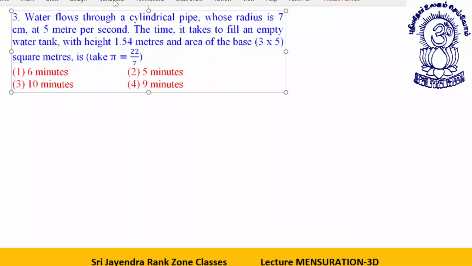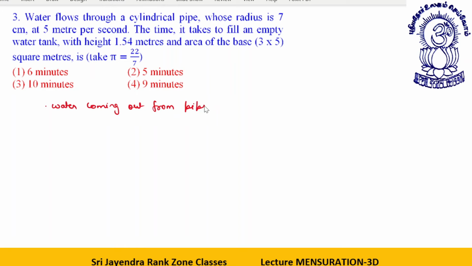Now we will do the question directly. Water flows through a cylindrical pipe whose radius is 7 centimeter at 5 meter per second. The time it takes to fill an empty water tank with height 1.54 meter and area of the base 3 into 5 square meter. See, water coming out from pipe is actually the water deposited in tank. Now, how much water is coming out from the pipe?